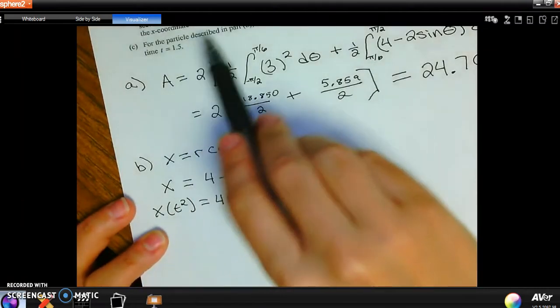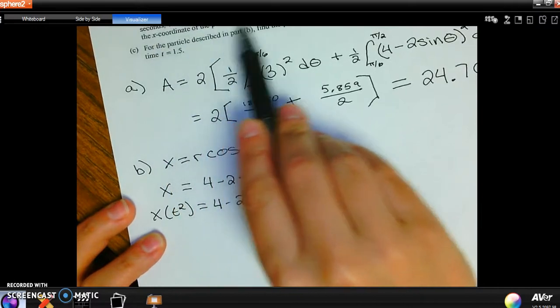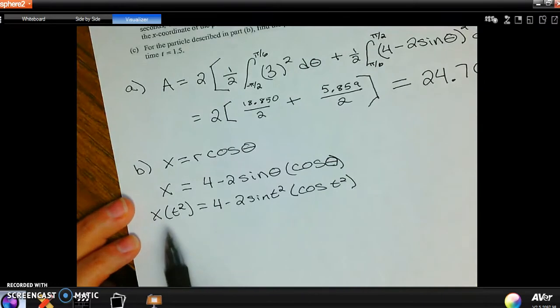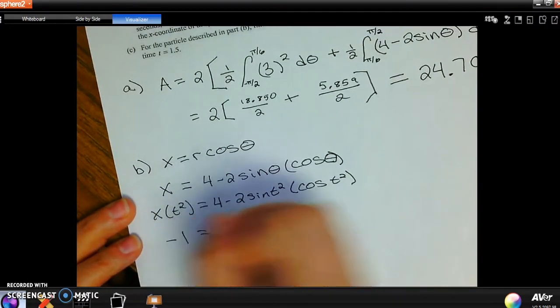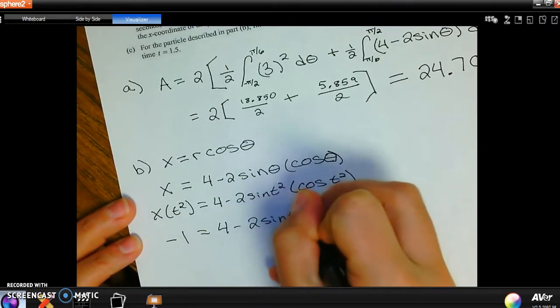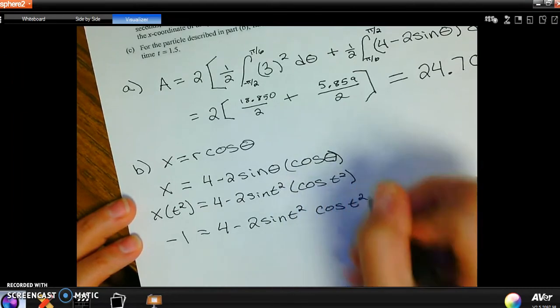It said that for which the coordinate of the particle's position is -1. So the position is -1, so I know that this has to equal -1. So we're going to say -1 equals 4 minus 2 sine t squared, cosine of t squared.